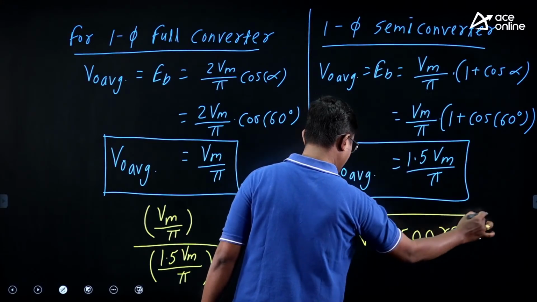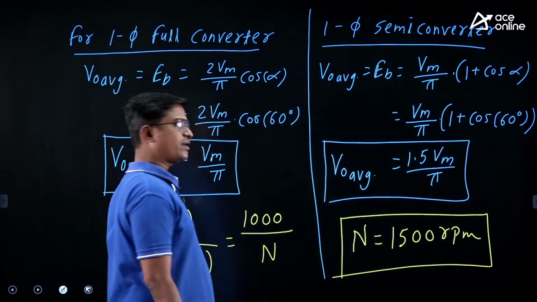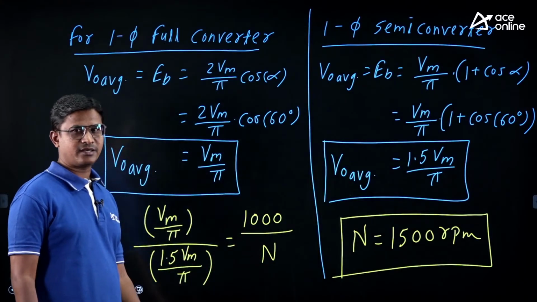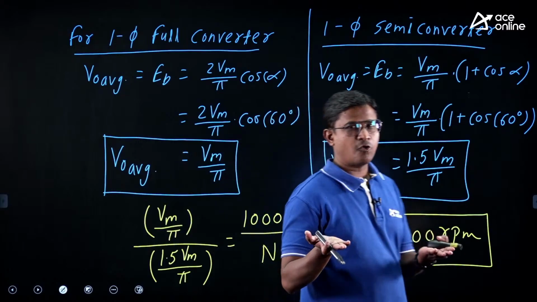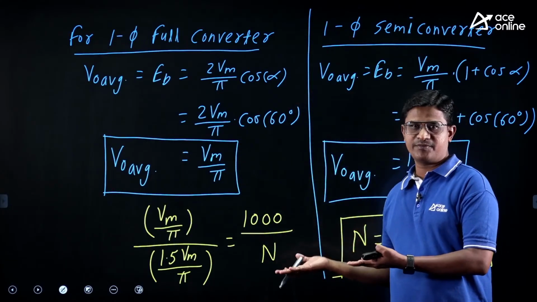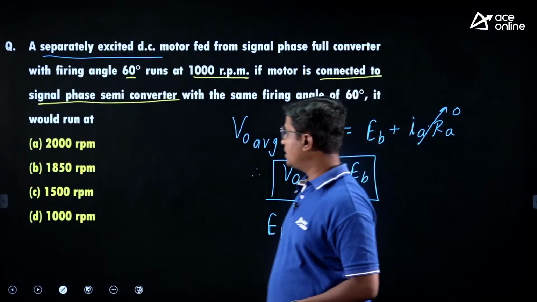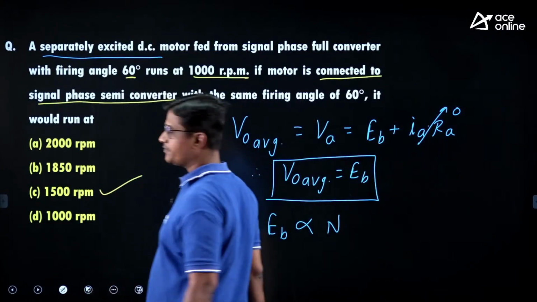Here armature winding resistance is not given, so simply you can neglect it. Okay, right? So if armature winding resistance is neglected, your output of converter is nothing but back EMF, right? So answer is 1500 RPM, option C.